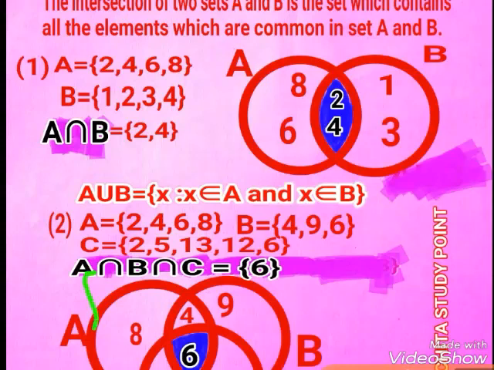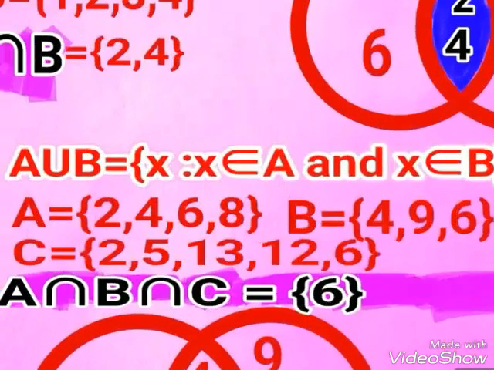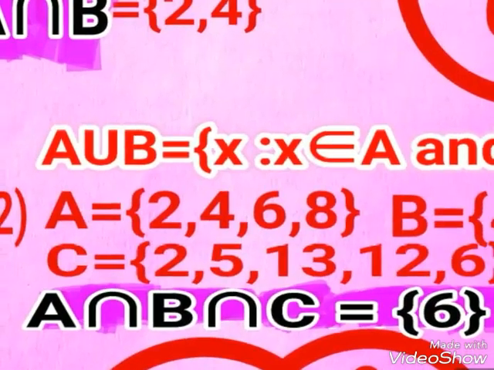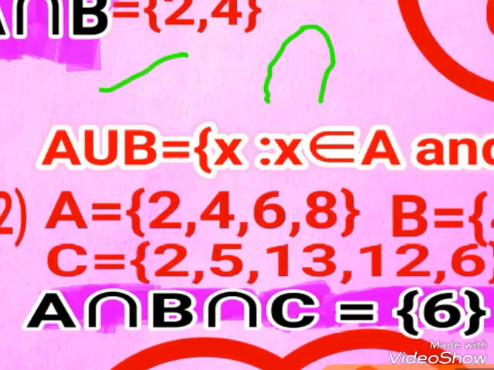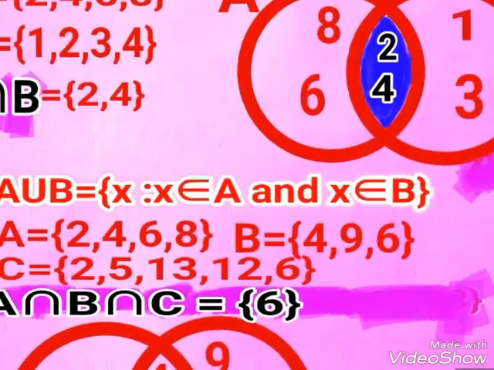Here we have some mistake in editing this video. The sign for intersection is like this, an inverted U. So we should write A intersection B like this. It is a print mistake.